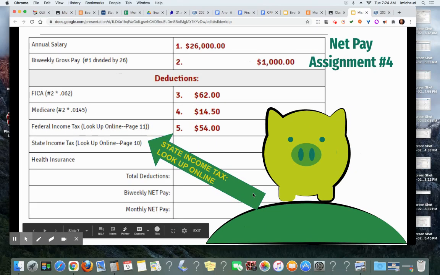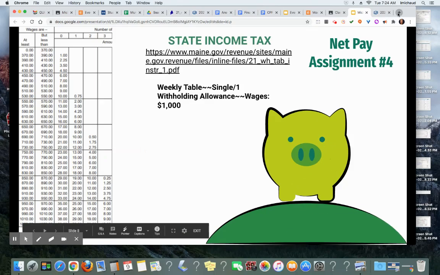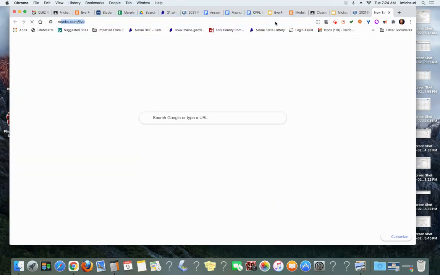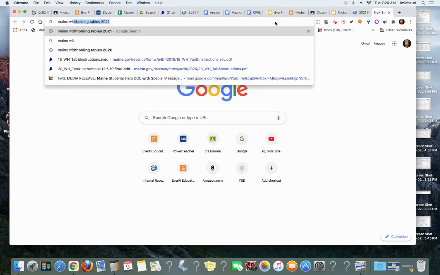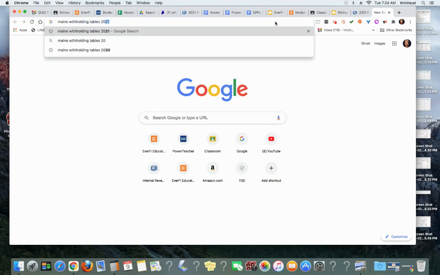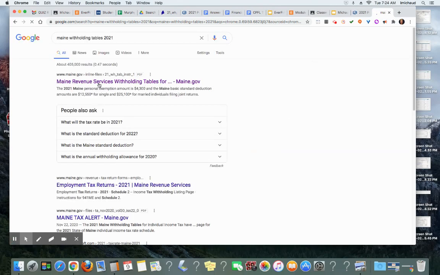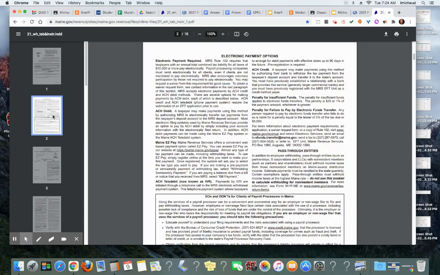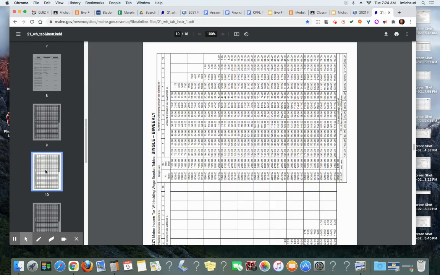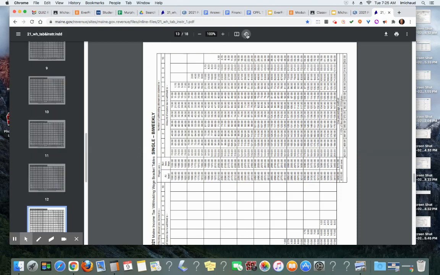And next, we need to look up state income tax online. So again, you can go to your bookmark site. If you didn't, query Maine Withholding Tables 2021, Maine Revenue Service. We need to find the biweekly table. That should be on page 10 once it loads. And again, this is portrait and the sheet itself is landscape, so we should rotate it.